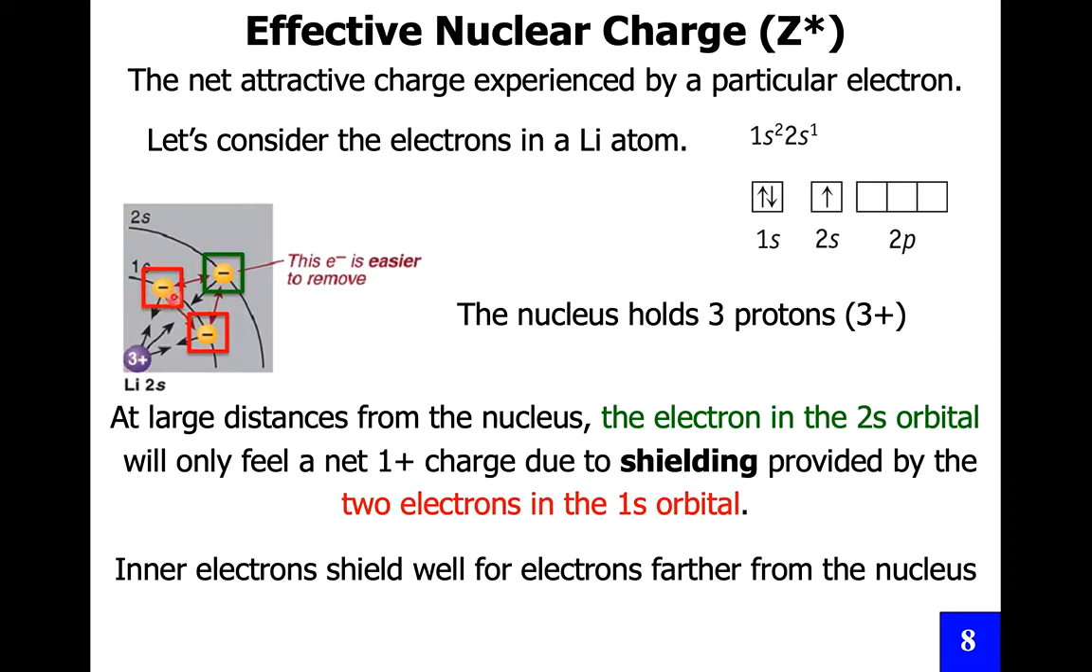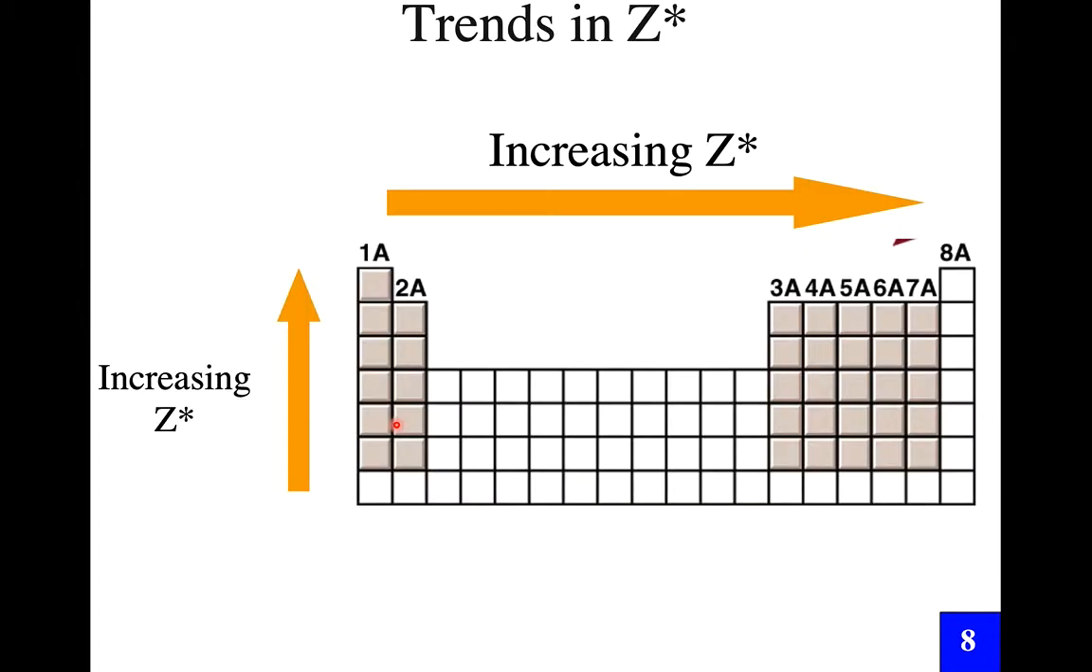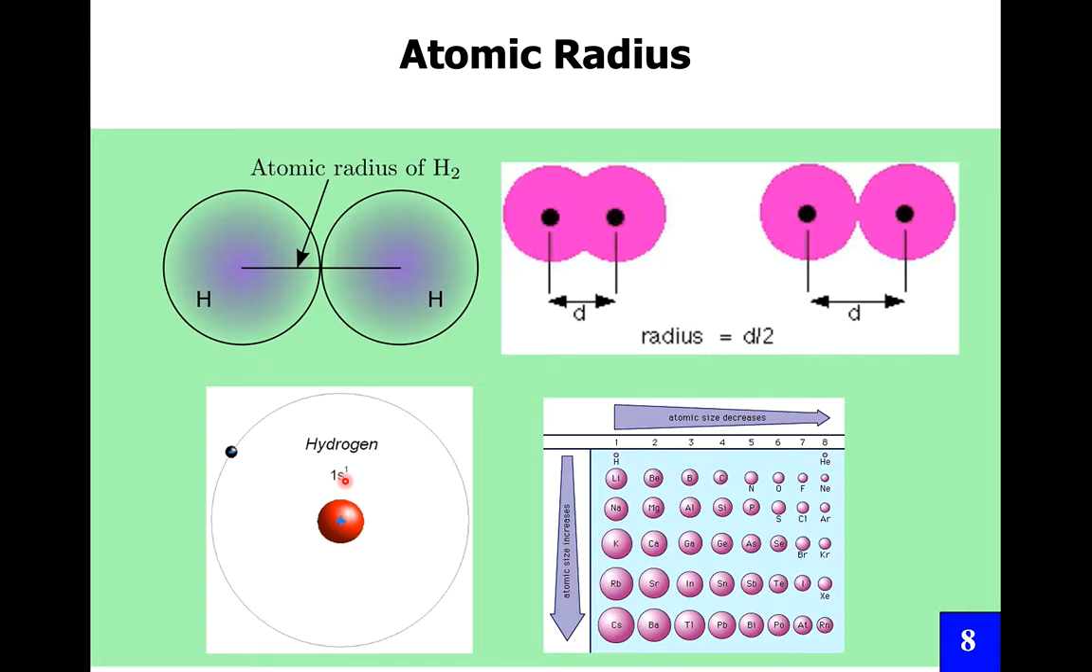And this is a general thing. Inner electrons shield well for the electrons that are farther from the nucleus. Here's the main thing that you will need to know: trends in effective nuclear charge. The effective nuclear charge increases from the bottom of the periodic table to the top and increases from the left to the right. And these are additive, so the highest effective nuclear charge is over here at the top right, and the lowest effective nuclear charge is down here, the bottom left.